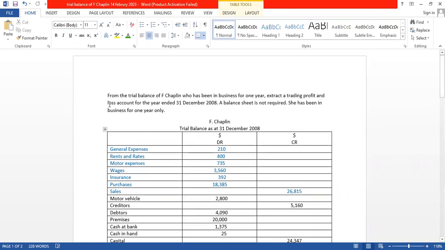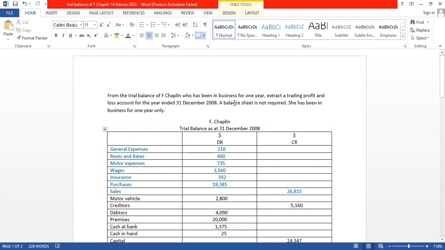So this question says, from the trial balance of F. Chaplin, who has been in business for 1 year, extract a trading profit and loss account for the year ended 31st December 2008. A balance sheet is not required. She has been in business for 1 year only. So notice it says a balance sheet is not required. Nonetheless, you will be asked to do some other questions that will require a balance sheet.